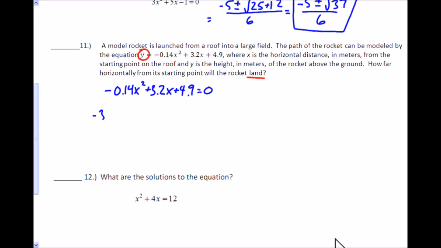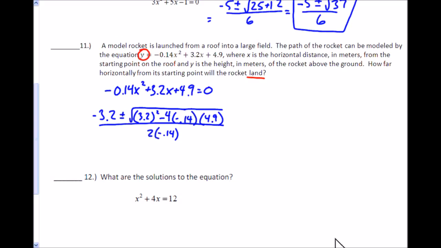So opposite of b plus or minus the square root of b squared minus 4 times a, which is the -0.14, times c, which is the 4.9. And it's all over 2 times a, which is the -0.14.